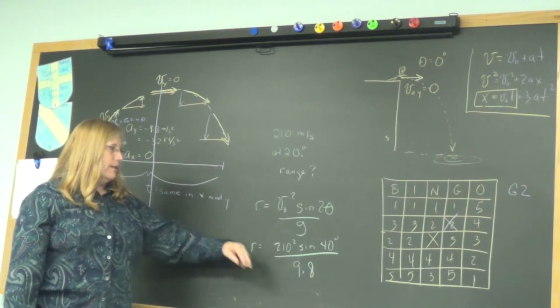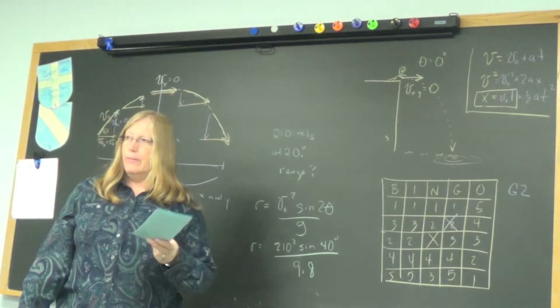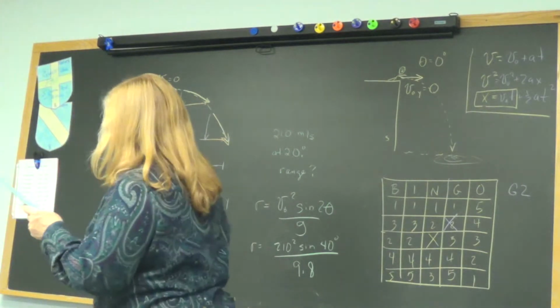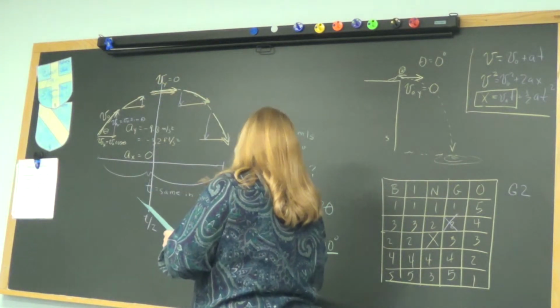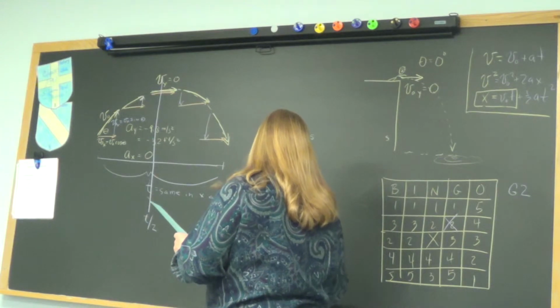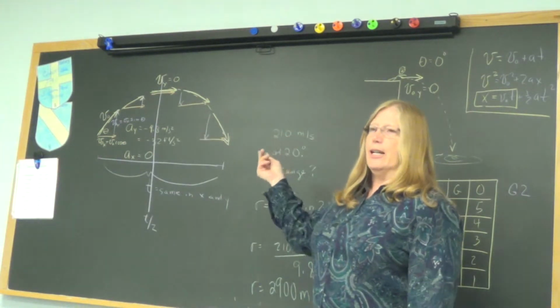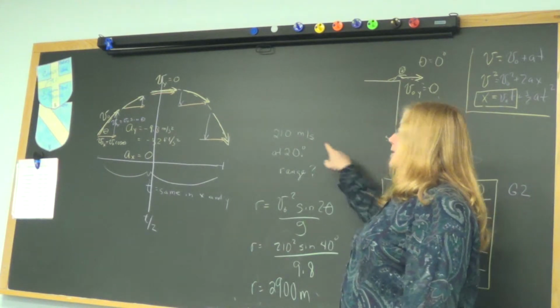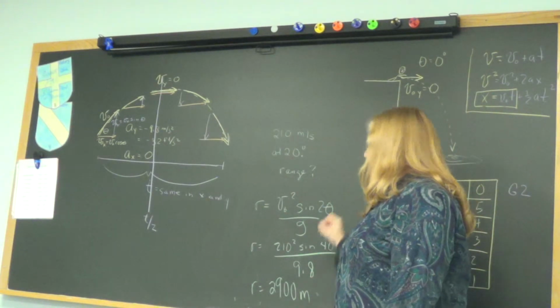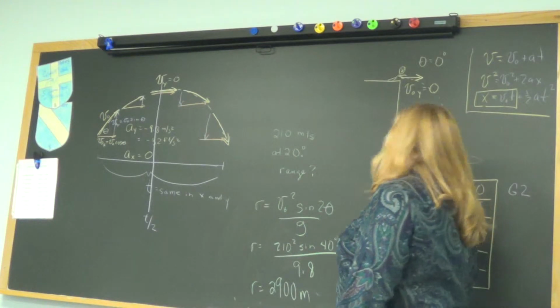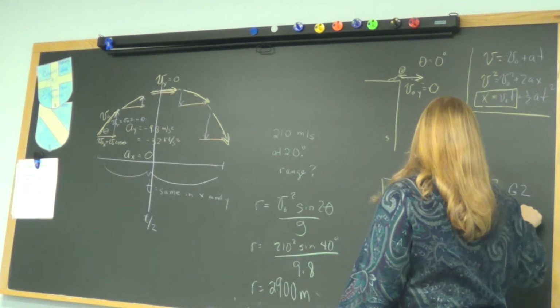Putting these values into the range equation, and when you cranked it out, anyone need more time on the crank part? Alright, I got 2900 with sig figs. Anyone else? That's what I got. Alright, 2900, and that's in meters.